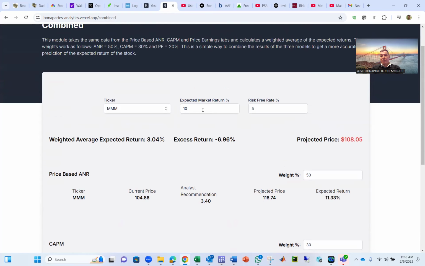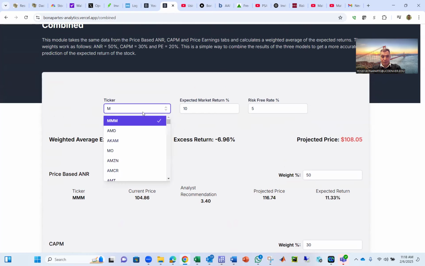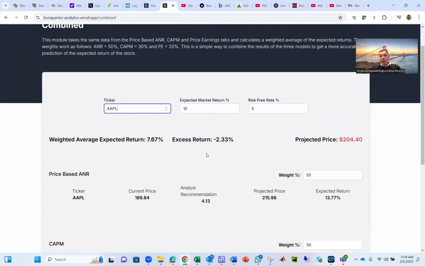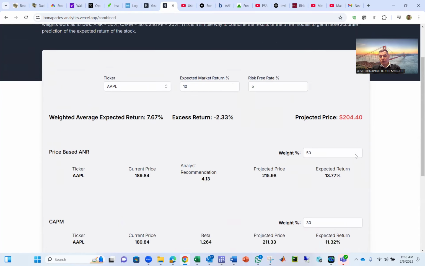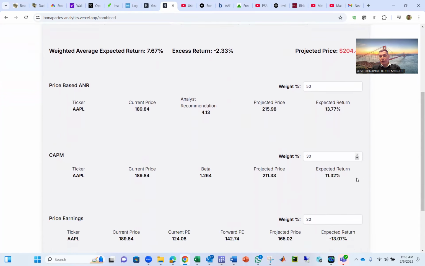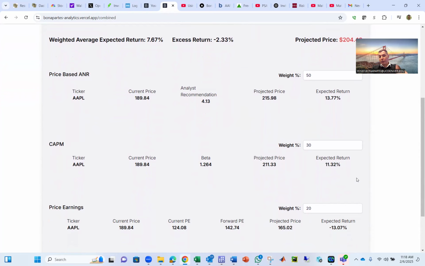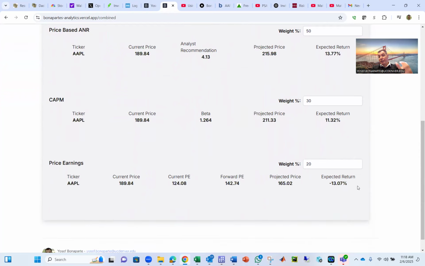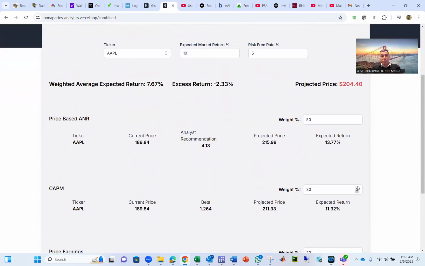The excess return means the market return minus Apple's. Excess return 10 minus this will give you 2.33. So we expect Apple price to be 204. The first model gives you 13.77. The second model gives you 11.32. You don't know which model to use. The third one is -13, so you don't know what model to use.